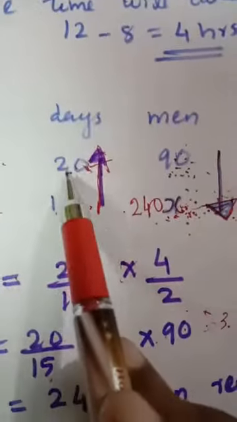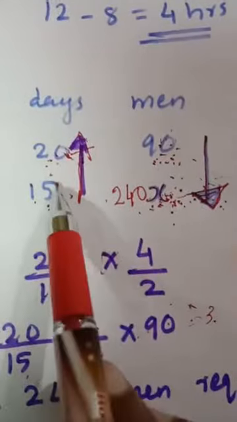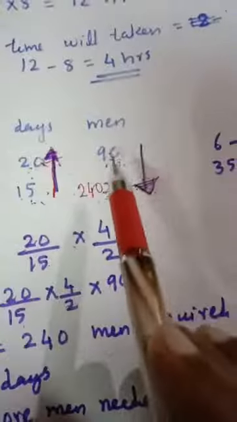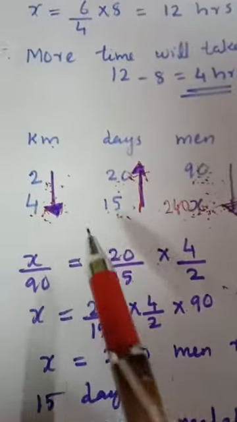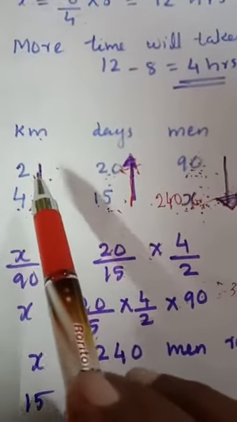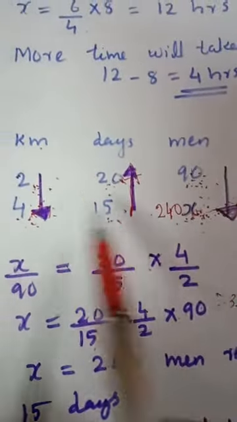Then compare this days and men. They are in inverse relation, so here upward. And again compare this kilometer with men. If more men are there, they can do more kilometer. More. So direct. And so same direction of arrow.